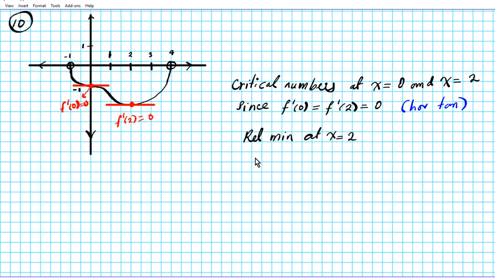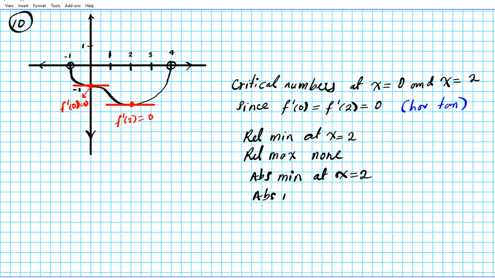As for relative maximum, there are no high points. The high points would have been the endpoints, but they are excluded, so relative max is none. How about absolute minimum? In this graph, we have only one absolute minimum. It is at x equals 2, the same point where the relative min is, because this is the lowest point in the entire domain of this function.